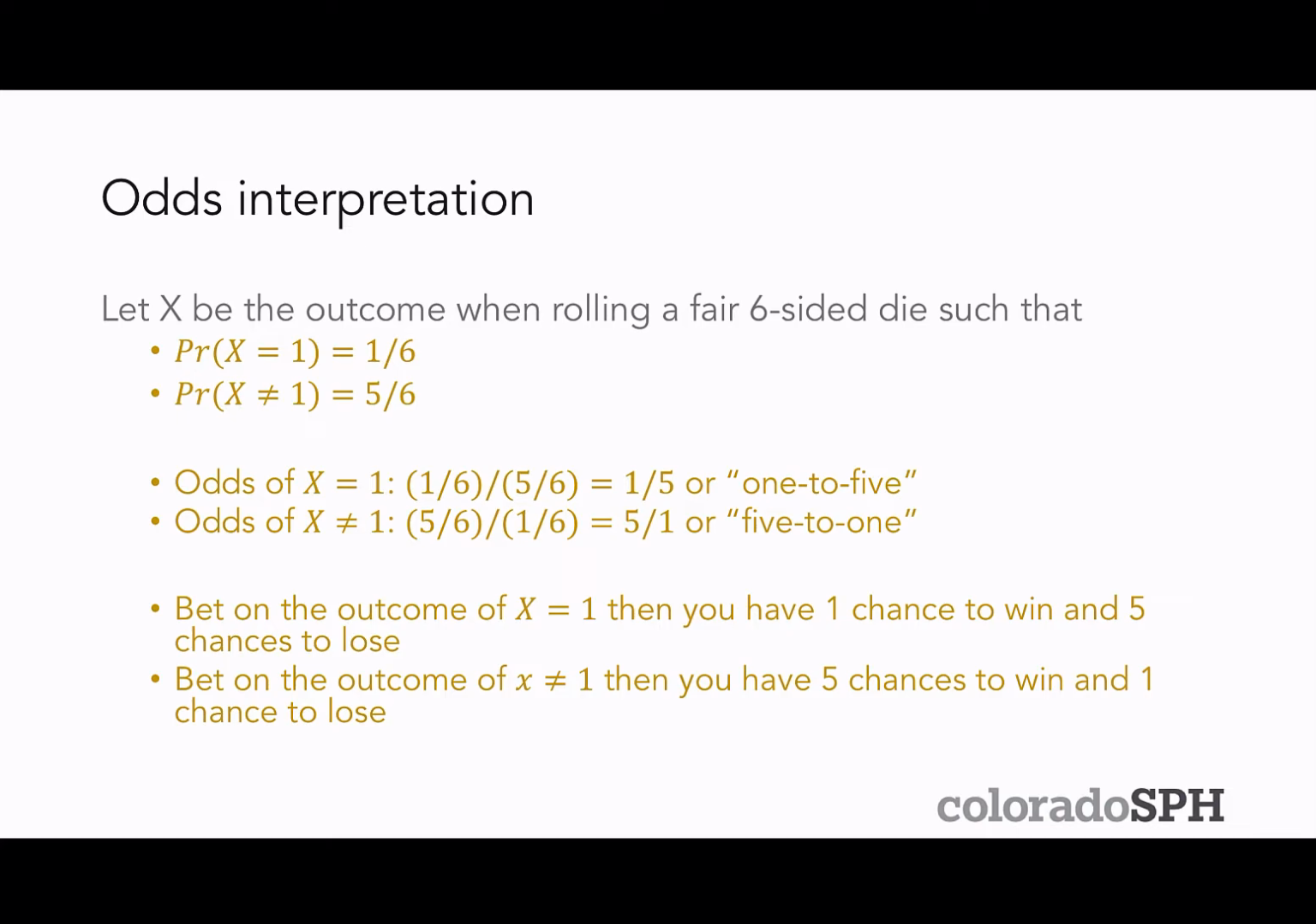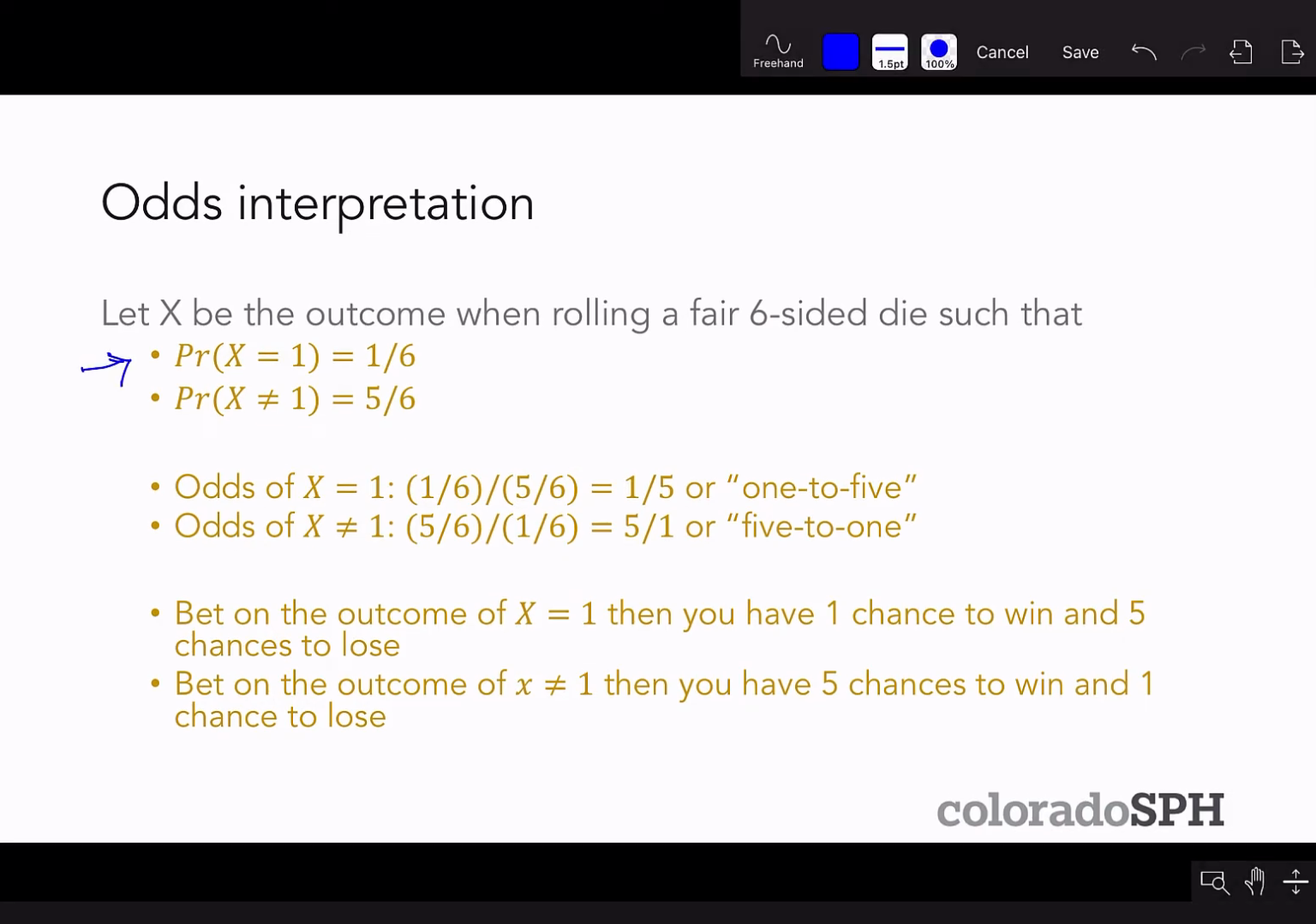So let X be the outcome when you're rolling a fair six-sided die. The probability that you roll a 1 is 1/6, and the probability that you don't roll a 1 is 5/6. You would then say that the odds of rolling a 1 are equal to the probability of rolling 1 over the probability of not rolling a 1, which is 1 in 5, or 1 to 5 odds. Similarly, the odds of not rolling a 1 are the probability of not rolling 1 divided by the probability of rolling a 1. You would say the odds are 5 to 1. What this means practically is that if you were to bet on the outcome of X equals 1, then you have 1 chance to win and 5 chances to lose.